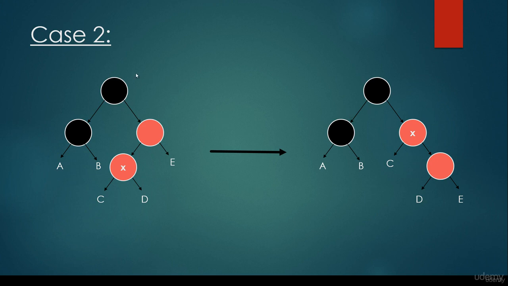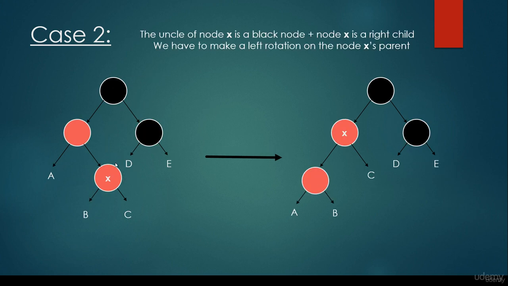So it's very important that again for the case 2, we have two symmetric partners. The first partner is this one. We have this node X as a right child of a left child. The uncle is black. We just have to rotate the node X's parent to the left and we are going to end up with this situation.